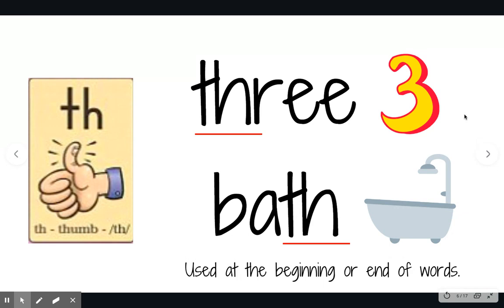The next digraph is TH thumb th, and that can be seen in the word three or in the word bath. And again, this digraph can be used at the beginning of the word like three or at the end of a word like bath.